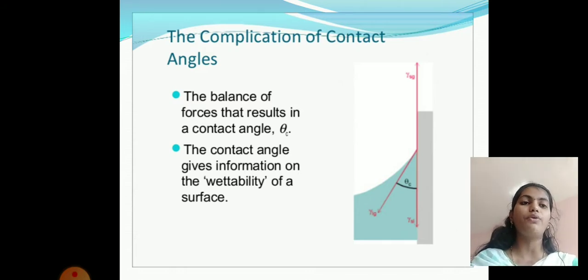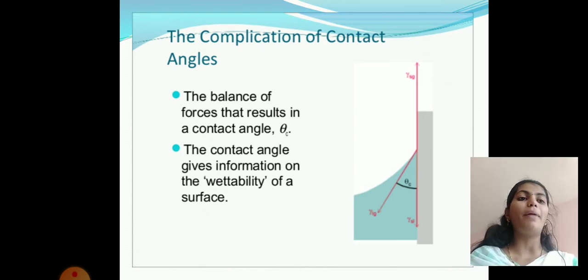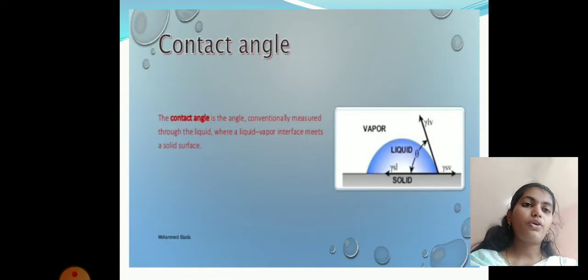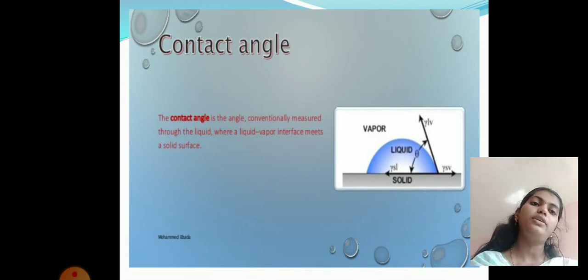Because of forces, the forces are balanced on this drop on this surface. The contact angle gives information on the wettability, meaning how much the surface is wetted by this liquid. It depends on the contact angle of this liquid. Contact angle is conventionally measured through the liquid, where the liquid-vapor interface meets the solid surface.